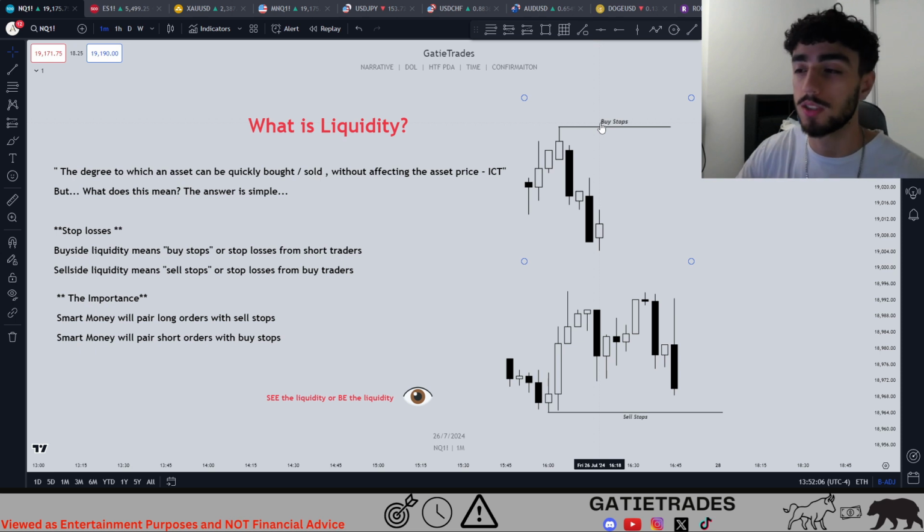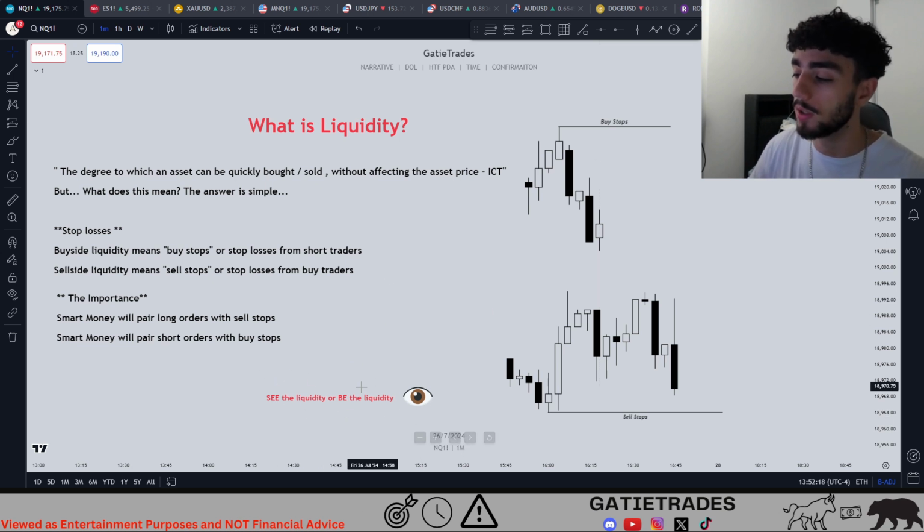And just using those simple concepts, you can pretty much find your narrative and bias. You can frame an entire trade idea, and you can even use it to enter a trade alone. And I have this little thing down here. It says see the liquidity or be the liquidity.